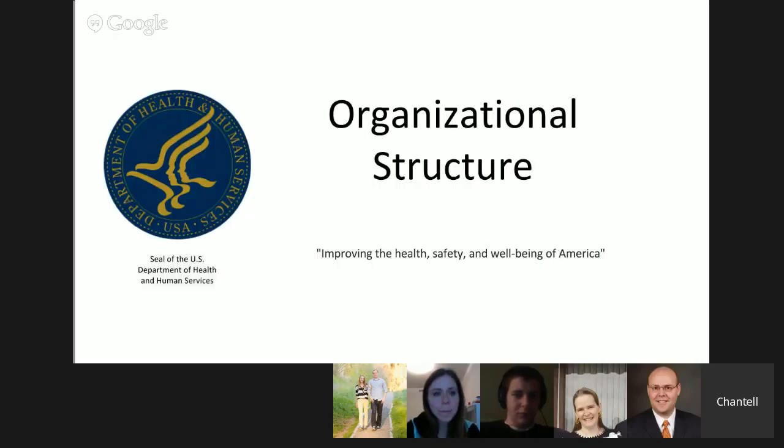Okay, so like you said, we're doing the U.S. Department of Health and Human Services. The first topic that we needed to talk about was the organizational structure. This is just their regular seal. You can see it on the left side. That's just what they use. And then they have their slogan, improving the health, safety, and the well-being of America.